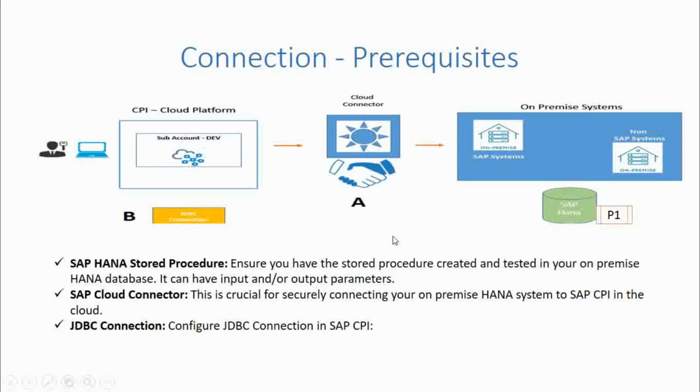So the connection prerequisites are, as I told you: in the HANA database we should have a stored procedure, we should have a cloud connector, and we should have a BTP tenant system. Okay, having these three in the picture, we will go one by one. Now I will log into the HANA Studio and create one small procedure, and we will execute the procedure in the HANA Studio itself and make sure that it is working. Then we will come to the cloud connector.